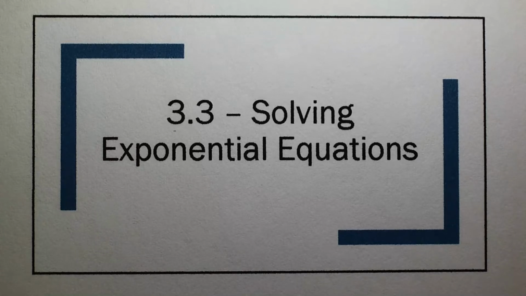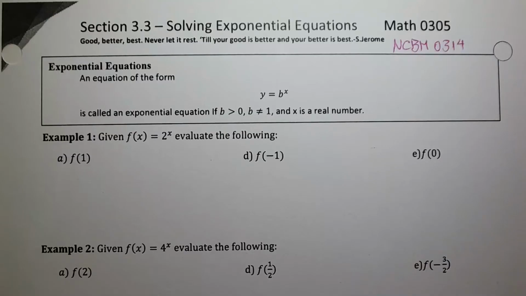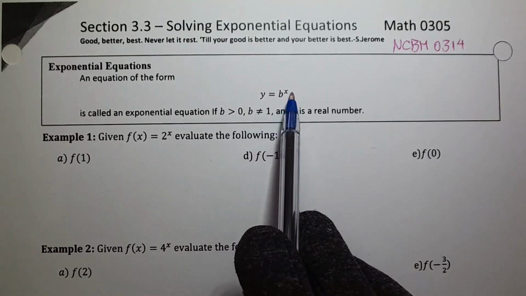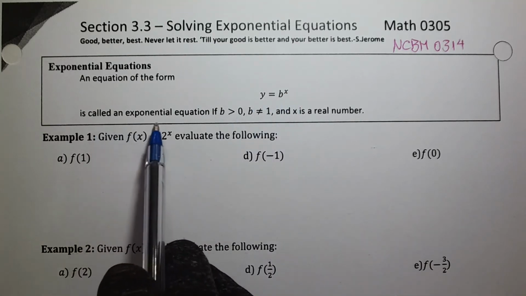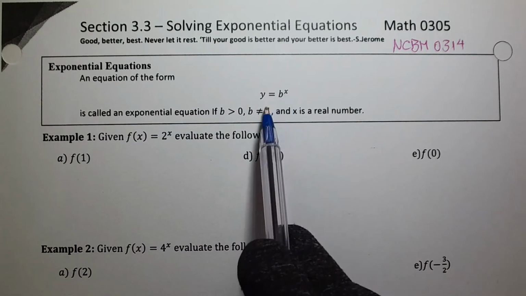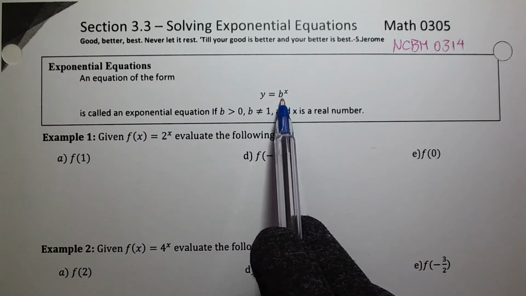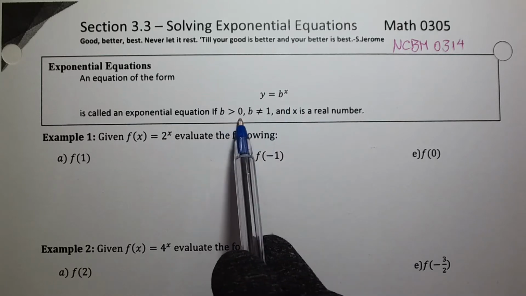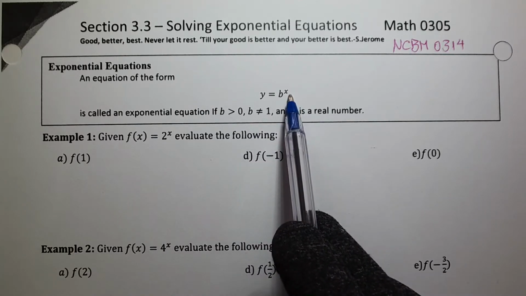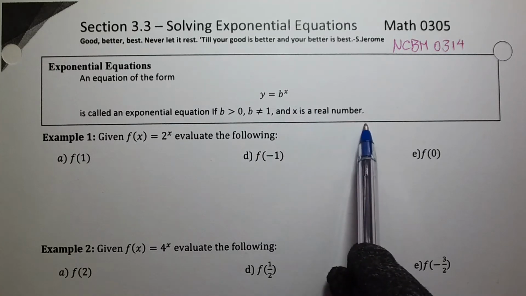This video covers section 3.3, solving exponential equations. An equation in the form of y equals b to the power of x is called an exponential equation. Here x is the variable, b is the base. In this form, the base is always a positive number and is not equal to 1. X is our variable that can be any real number.